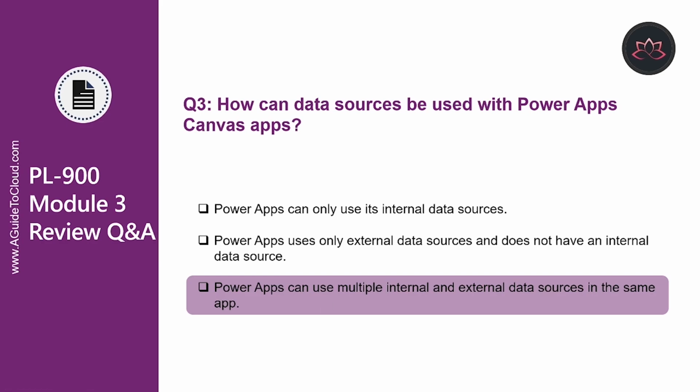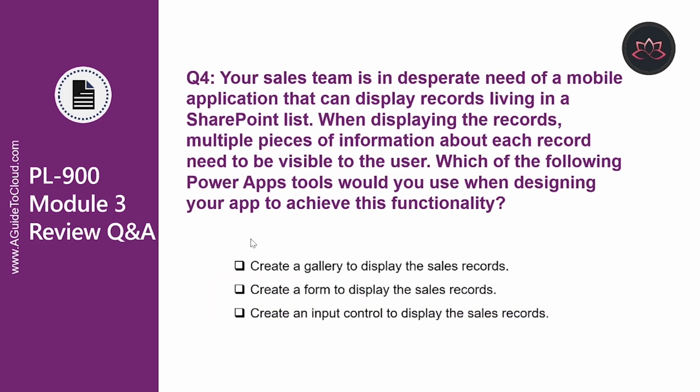Power Apps allows you complete control of which data sources you use in your app. There are over 270 data connectors available now, and the ability to build a custom connector if one does not exist. Alright, so question number 4.